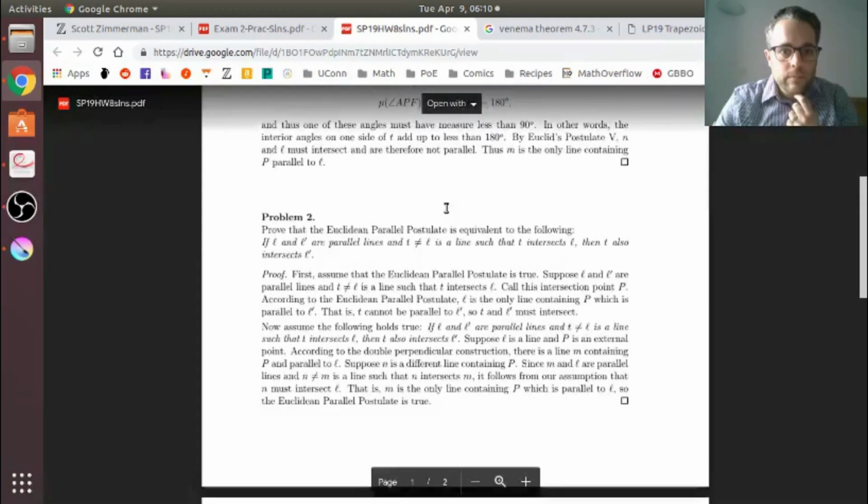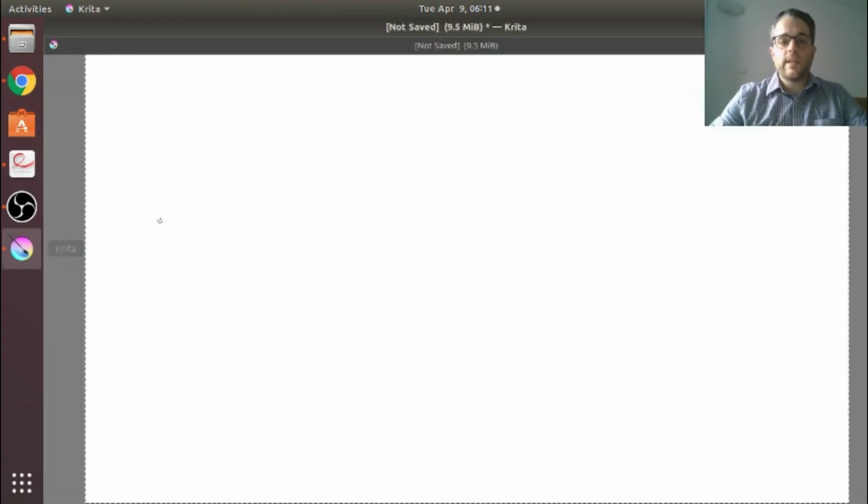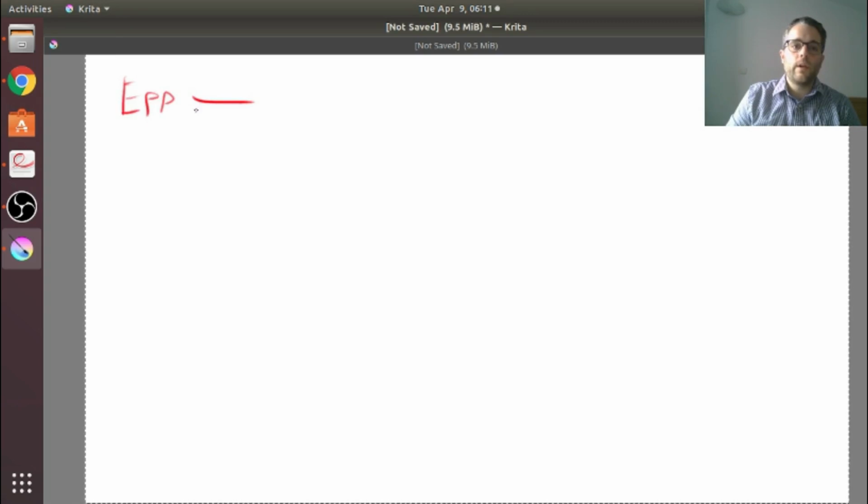Homework 8, problem 2, said, prove that the Euclidean parallel postulate is equivalent to the following. If L and L prime are parallel lines, T is a different line, so that T intersects L, T must also intersect L prime. We want to show this is equivalent to the Euclidean parallel postulate. So what does that mean? That means we have to do two things. We have to first show that if the Euclidean parallel postulate is true, then this statement is true.